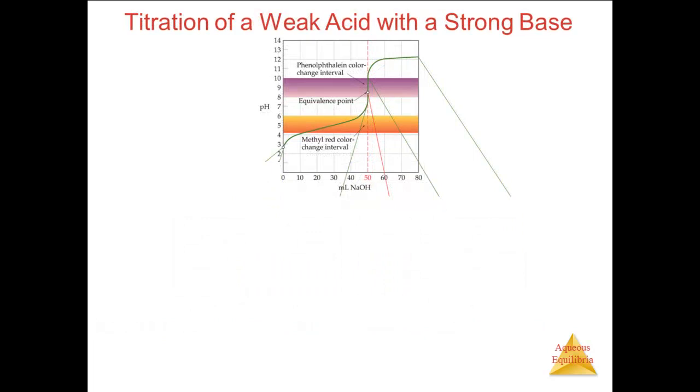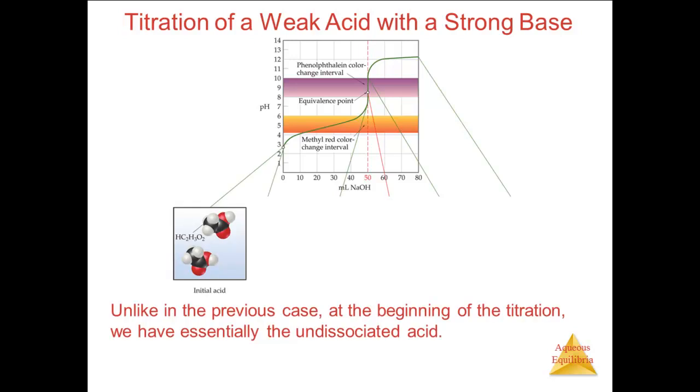When we look at the titration of a weak acid and a strong base, at first glance the graphs look similar, but not identical. Let's look at the same 4 regions of the graph for the titration of 0.1 molar acetic acid, HC2H3O2, with 0.1 molar sodium hydroxide. At the beginning, because we have a weak acid, the acid is mostly undissociated, so we have mainly acetic acid, with a little bit of acetate ion and H+ present.